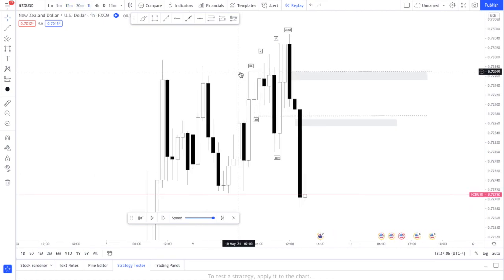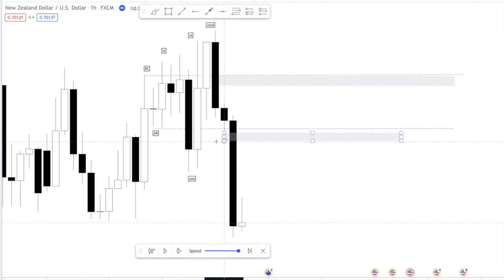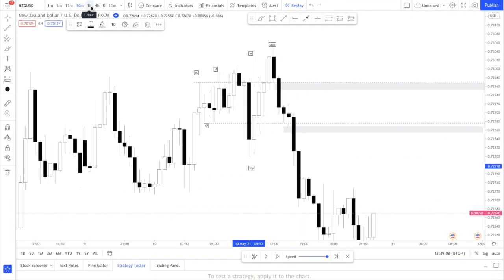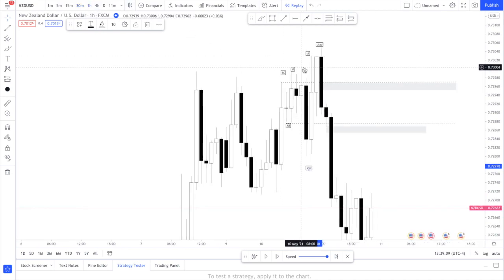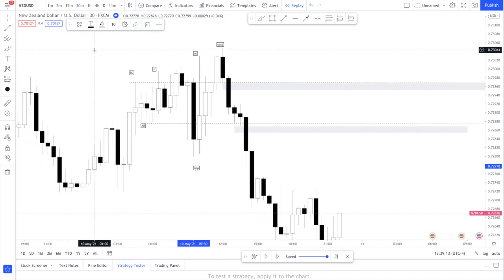And the 1 hour is telling me that this is already filled. This is not a high probable area. So I'm going to respect my lower area right here. Again, on the 1 hour, this is completely filled. So let's play right here and respect this area. That's what time frame confirmation means.